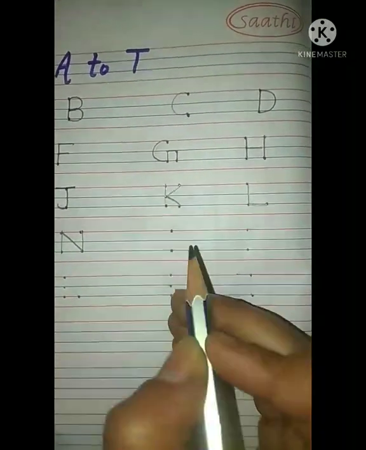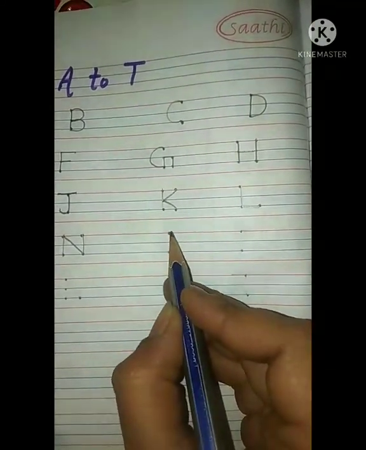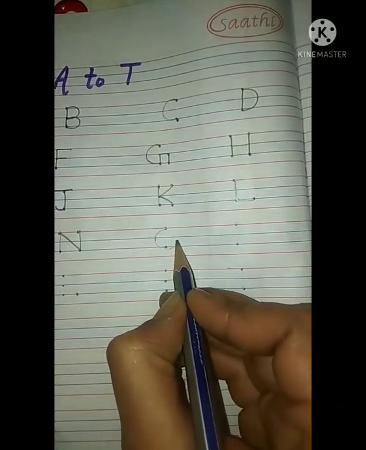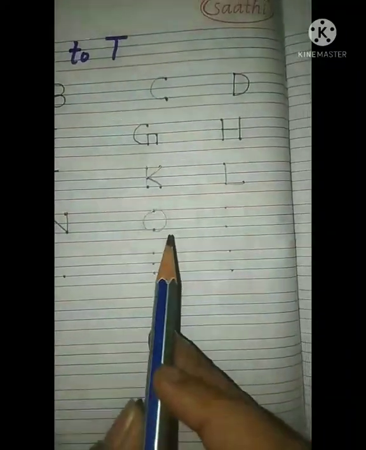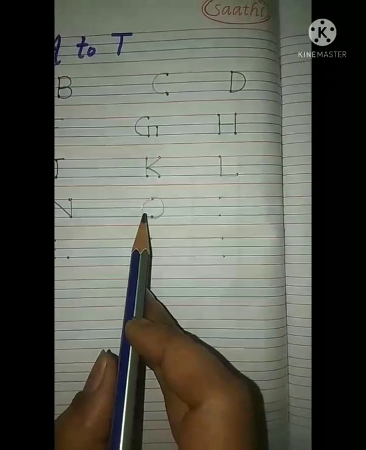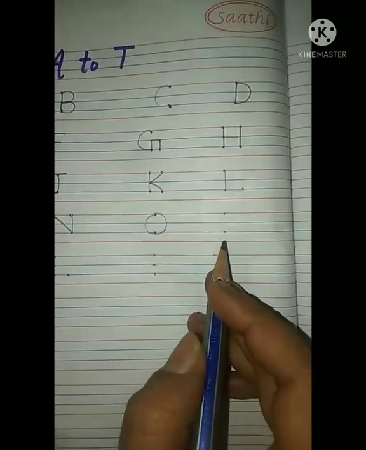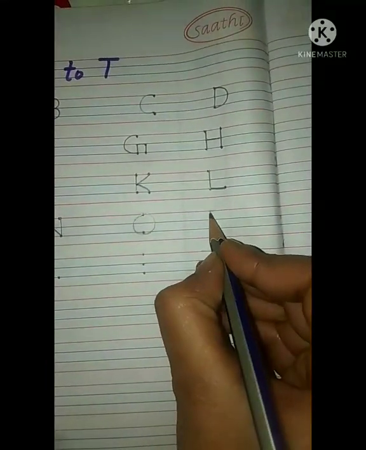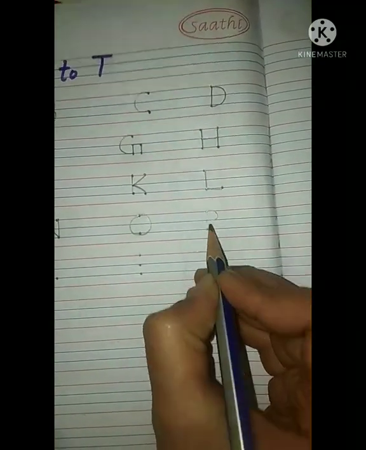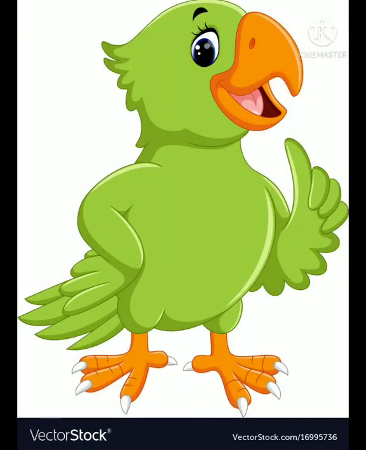Now come to the next letter. Here we have to write O and we will make a circle on these dots like this. This is O. O for orange. Now what comes after O? P. Here we have to write P. So make standing line first. Then we will make small curve like this. This is letter P. P for parrot.